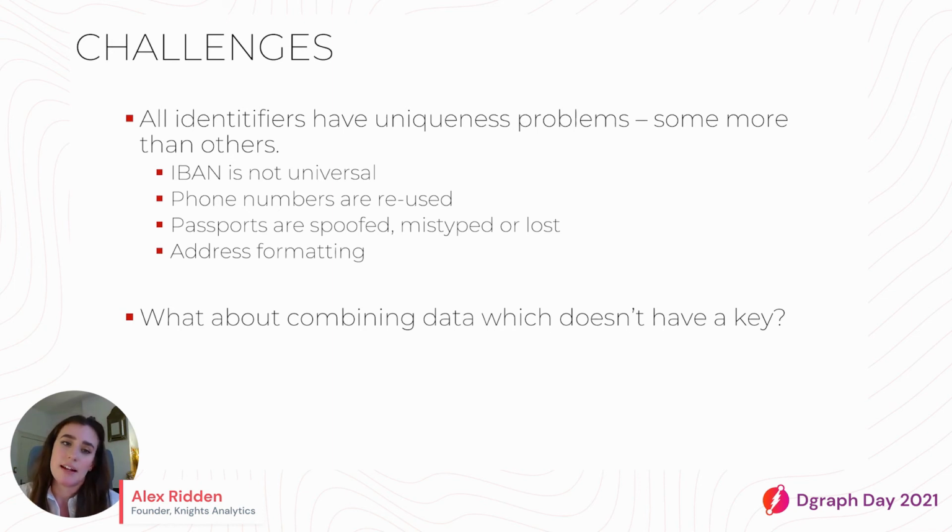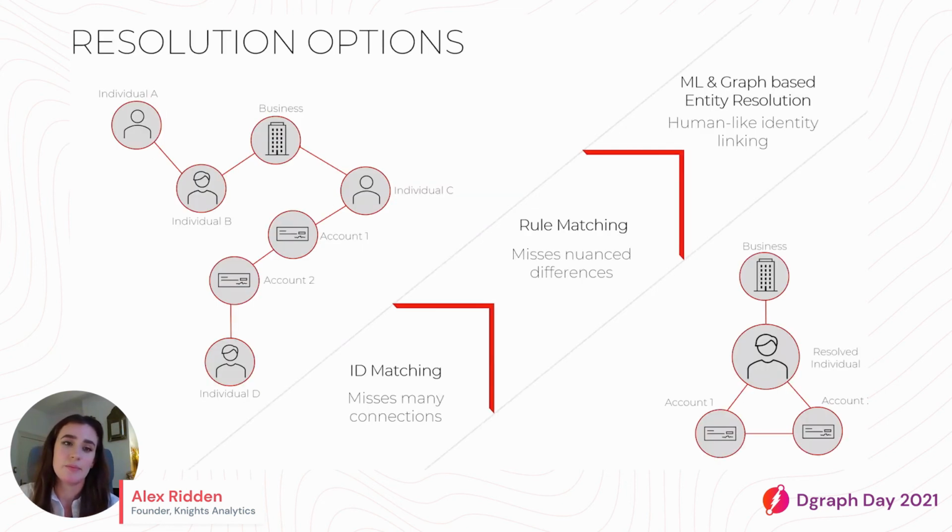And ultimately, you're really trying to answer that question of what about combining data that doesn't even have a key, or especially when you're combining internal data with external data sources or data sources that just don't have the same information available. So I wanted to just go over some of the options that are available to you if you're doing entity resolution. The first one is the most obvious one and one that most people use, which is ID matching.